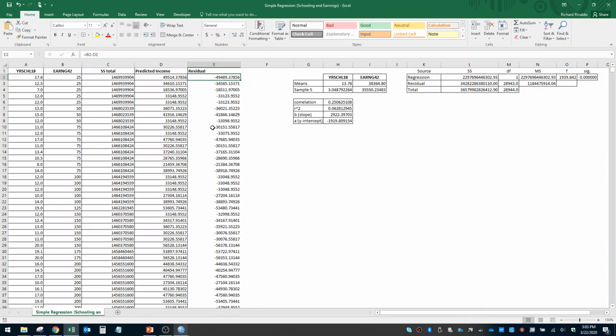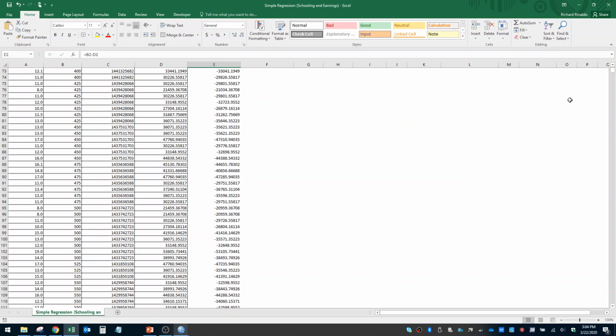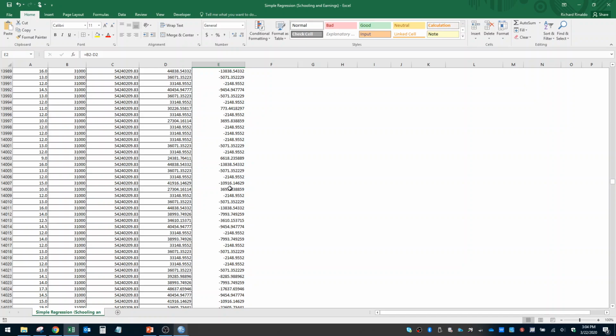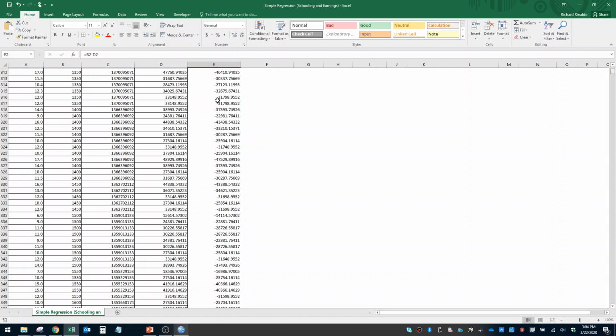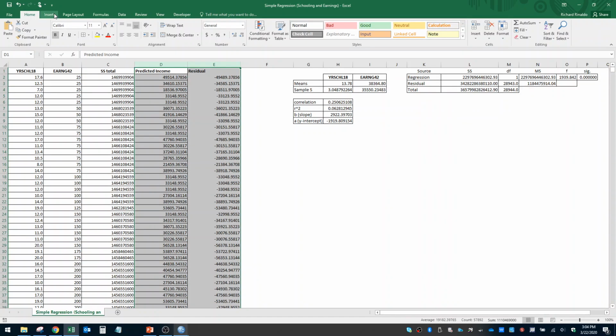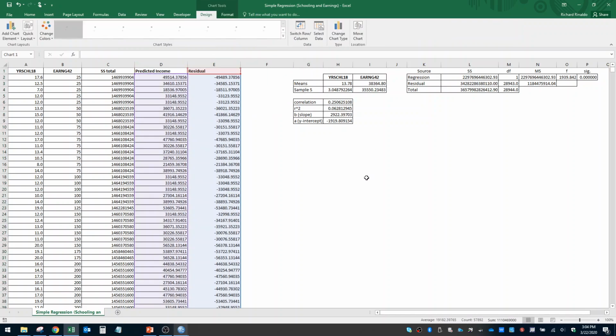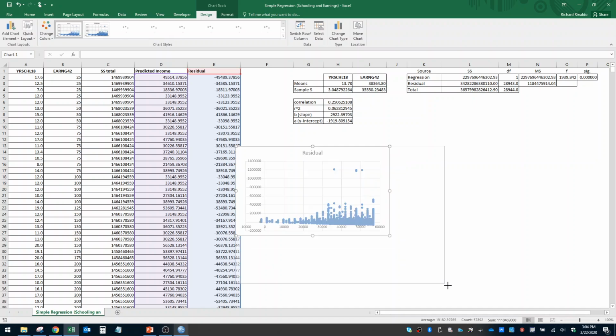Now my residuals here look really funny. The person's earnings were basically $25, and I'm predicting a minus 49,000, and on up. Now as I get more towards the middle, things should start looking a lot better. So 31,000, 50,000. Now once again, this isn't the best predictor. Okay, so let's put in a plot. So I'm going to insert a scatter plot, and here it is.